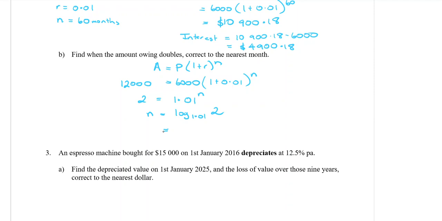What did you get? 69.66, which means, since it says to round to the nearest month, we'll say therefore 70 months is the nearest month.